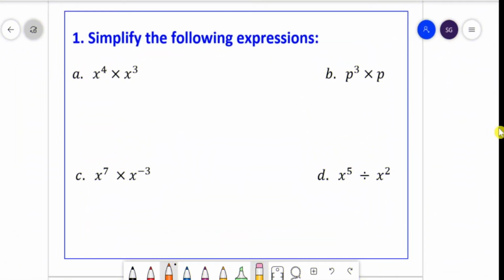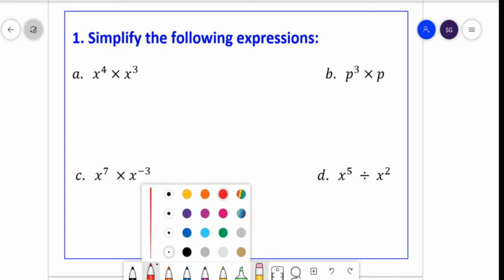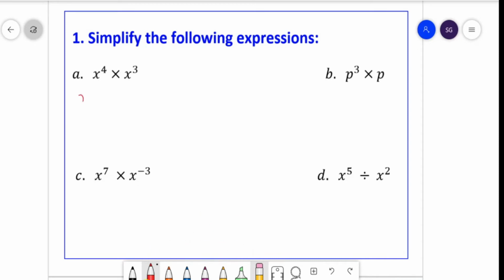Okay, so the first set of questions is x power 4 times x power 3. This is same bases multiplied. If the same bases are multiplied, we will add their powers. So this is x power 4 plus 3, and that's x power 7. Similarly, same bases are multiplied. If no power is shown, we know that p has power 1, and so same bases multiplied, you add the powers, and that's p power 4. That's quite easy for us to understand at this stage.